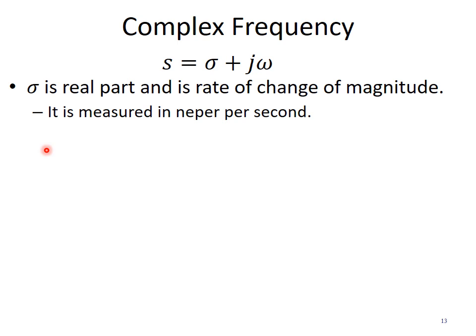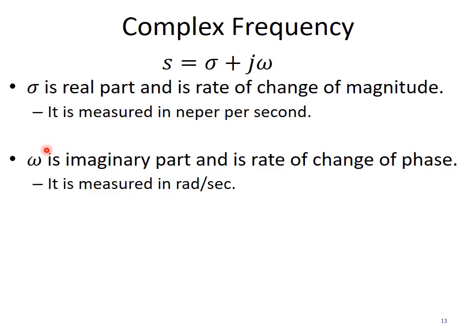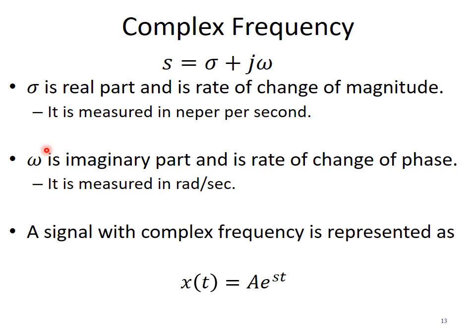So neper per second is a logarithmic unit, and we use the natural log of the quantity. Take the natural log of any quantity and it is converted into nepers. It tells how many nepers per second the magnitude increases or decreases. So it represents the loss or gain of energy on a natural logarithmic scale. And omega is the imaginary part, the rate of change of phase angle. It is measured in radians per second, and if you divide omega by 2 pi, you get the cyclic frequency in hertz, cycles per second.